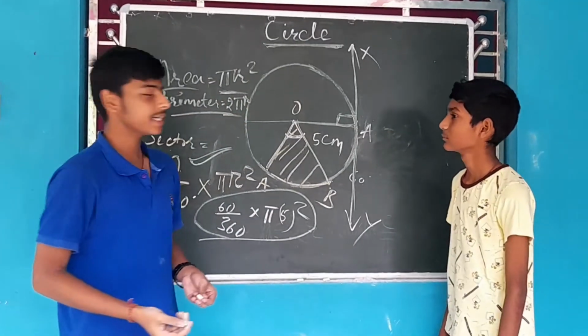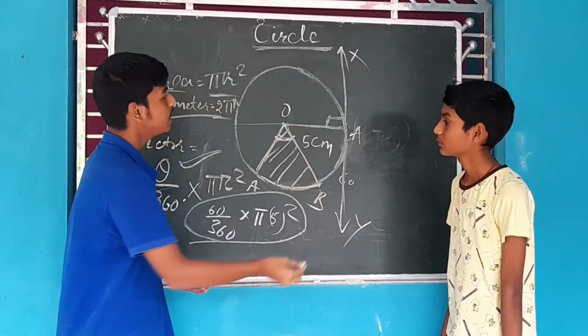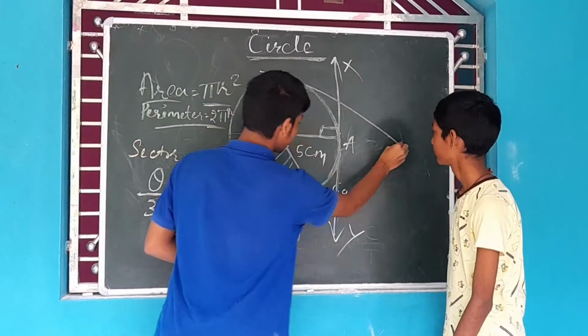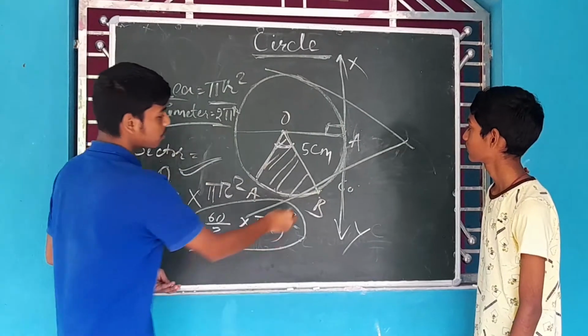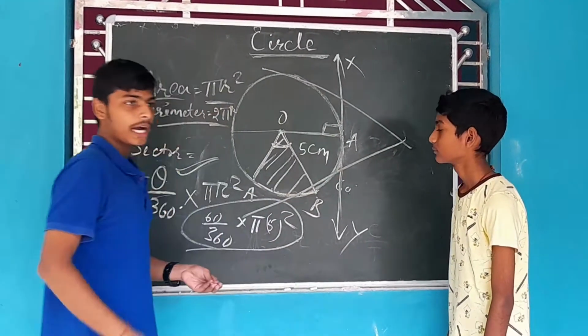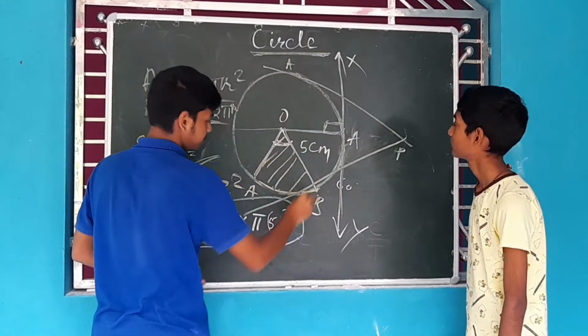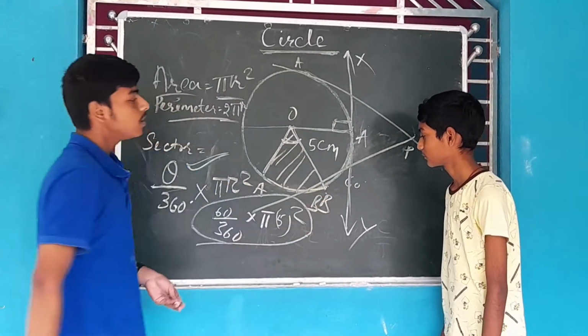So let's talk about the second theorem. Our second theorem states that from an external point we can only draw two tangents, which touch the circle at only two points. According to our second theorem, these two tangents will be equal. So let's prove it.